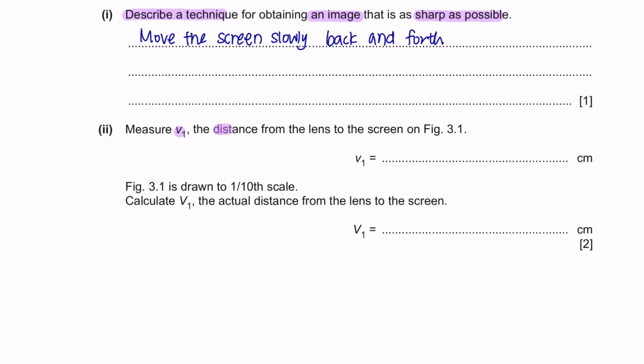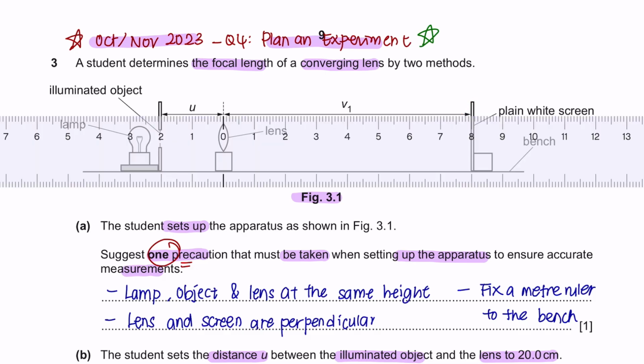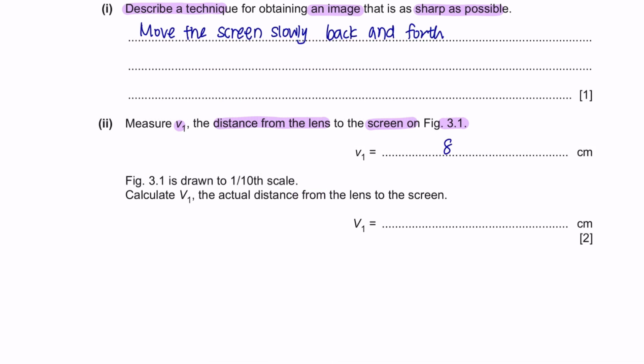Measure V1, the distance from the lens to the screen, on figure 3.1. To measure the distance of V1, we can just use a ruler, place the 0 cm mark at the center of the lens until the end of the screen, and for me I got 8 centimeters. So V1 should be 8 centimeters.